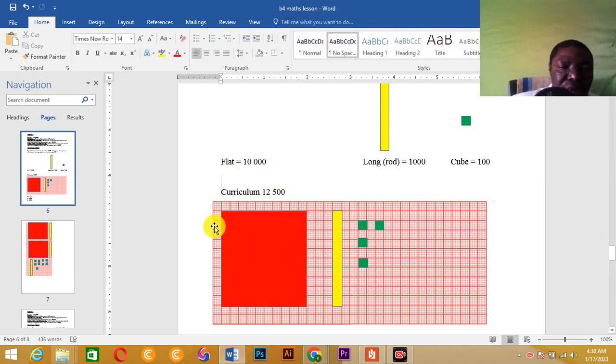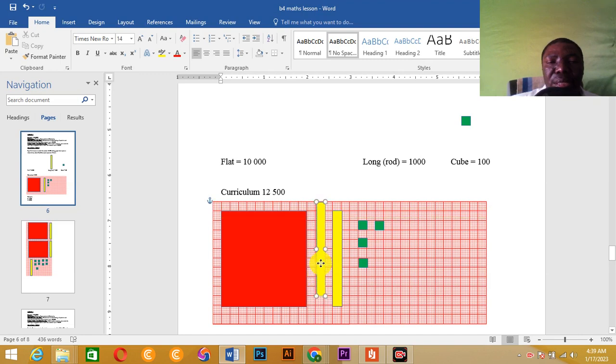Let's count 1, 2, 3, 4, 5, 6, 7, 8, 9, 10. So if here is 10, then you count this side also as 10. 1, 2, 3, 4, 5, 6, 7, 8, 9, 10. Are we okay? So that's 10. Then we need 2 of that. So 2 of this one, just put it back, 2 of that.